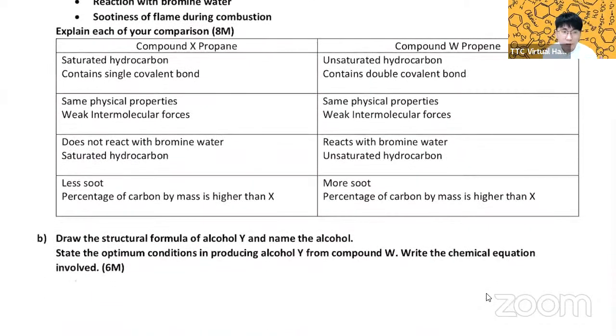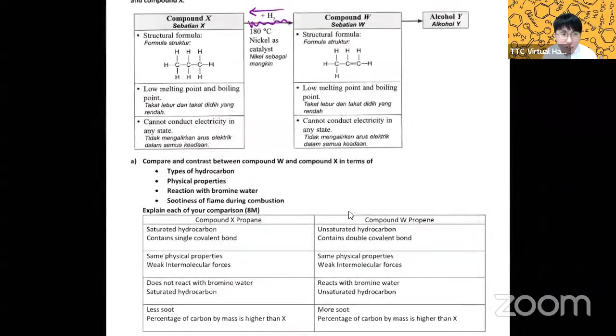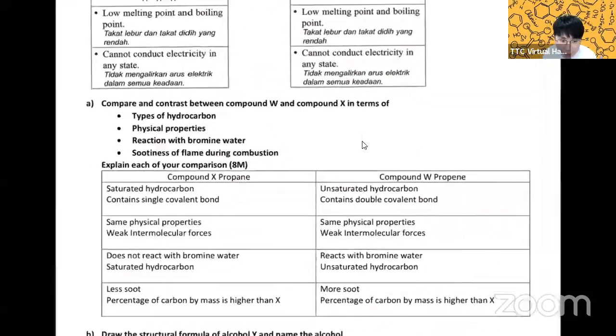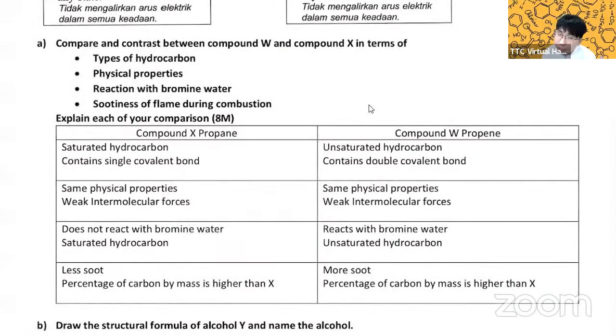Okay, now draw the structural formula for Y and name the alcohol. Since this is actually propane and propene, propane means 3C. How do you turn a propene into an alcohol? Alcohol from alkene: hydration. What is hydration? By adding H2O, water.